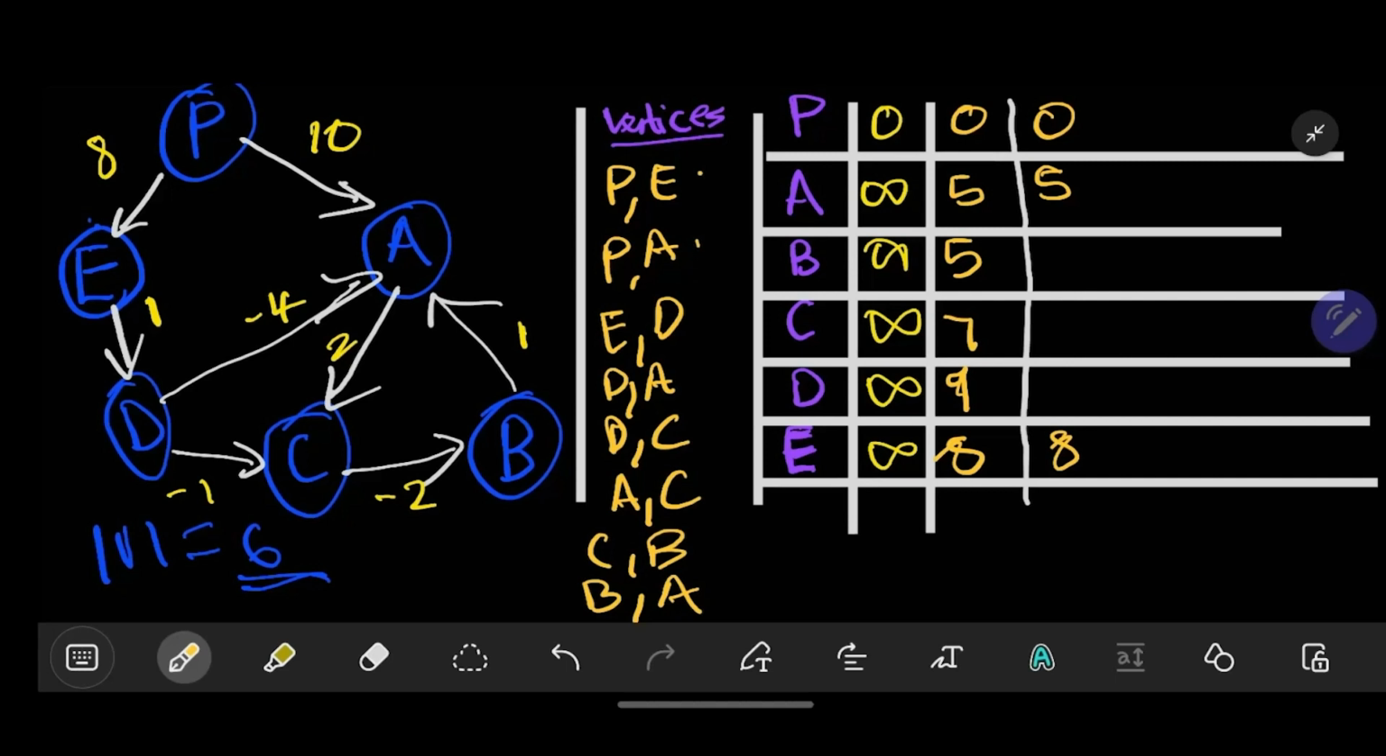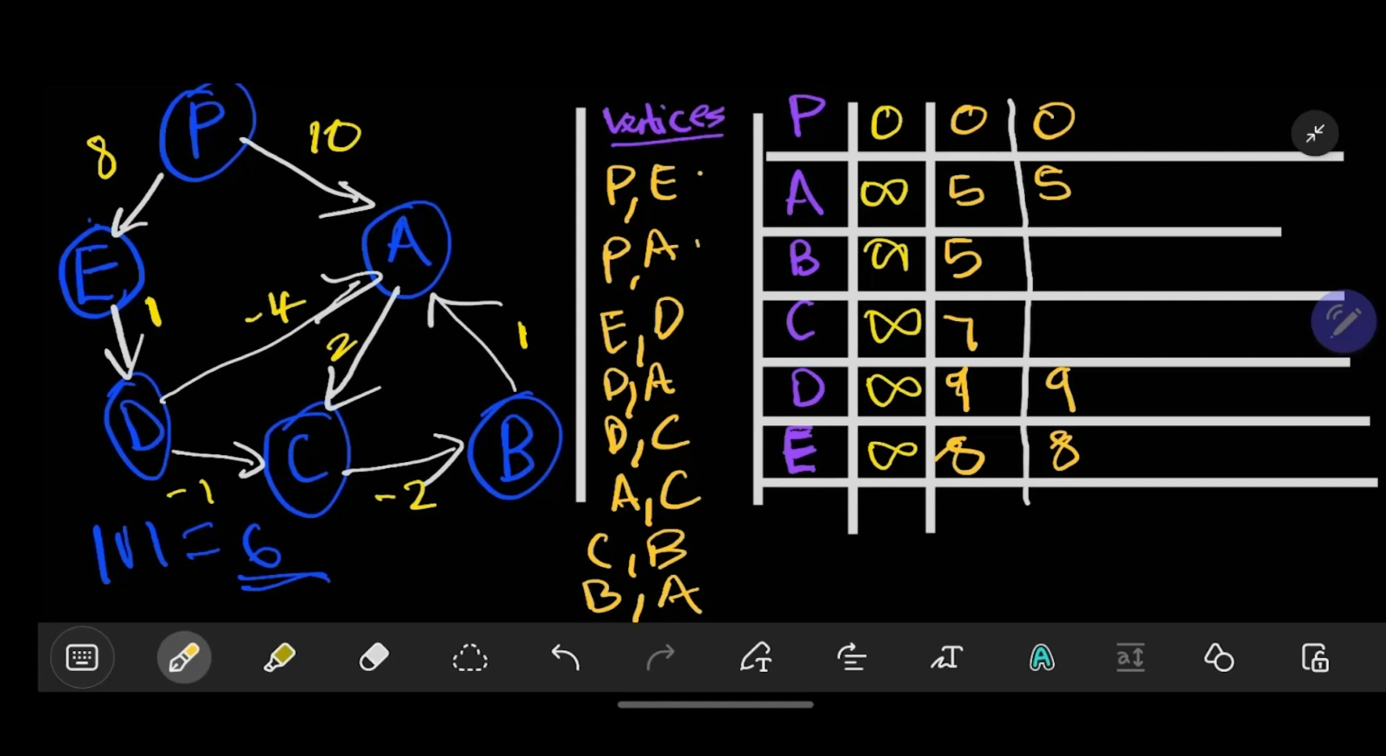Now if you look at E and D, ED here is 1. E is currently 8. 8 plus 1 is 9. D is already 9, so we're going to leave it as is. No changes there. Then we're going to look at D and A. We know D is 9. 9 minus 4 is 5. We already have 5. No changes to A.